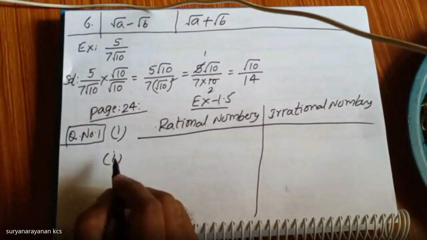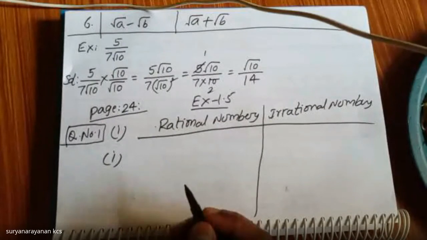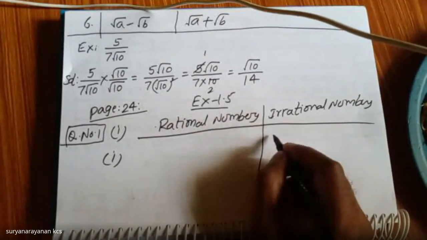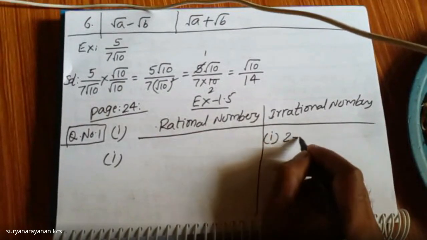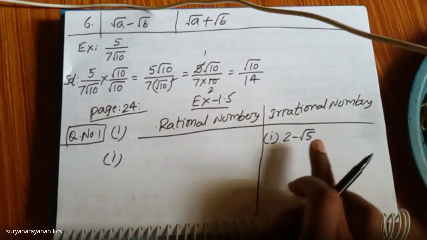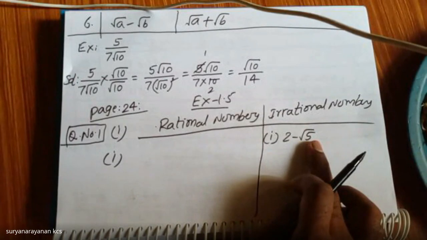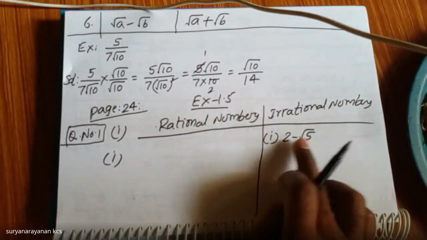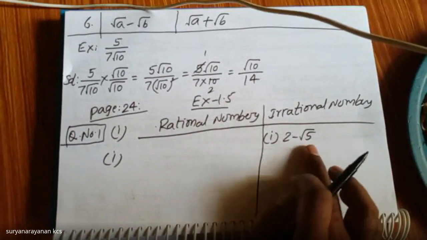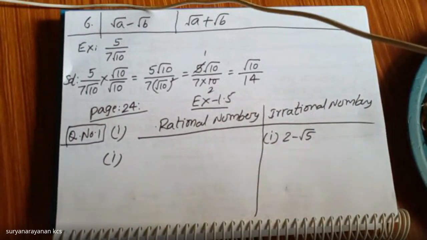2 minus root 5. In rough work, first of all, write this number. 2 minus root 5 is an irrational number, yes or no? Because 2 is a rational number and root 5 is an irrational number. We are taking the difference of a rational number and an irrational number. It is an irrational number. Now see the second one.